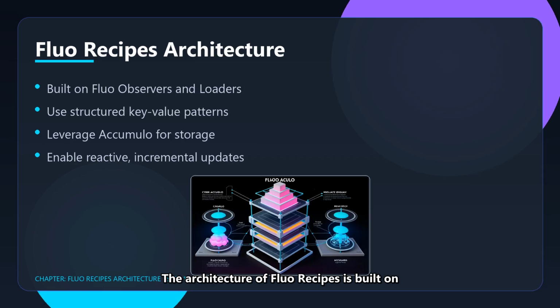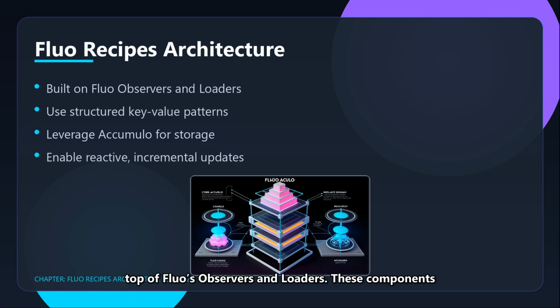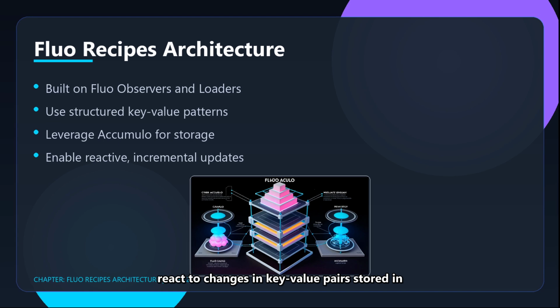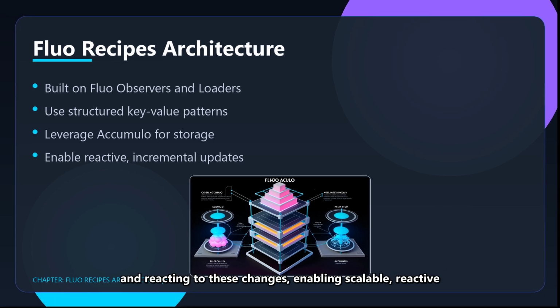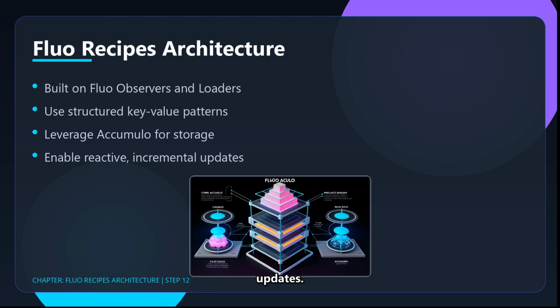The architecture of Fluo recipes is built on top of Fluo's observers and loaders. These components react to changes in key-value pairs stored in Accumulo. Recipes define structured patterns for reading, writing, and reacting to these changes, enabling scalable reactive updates.